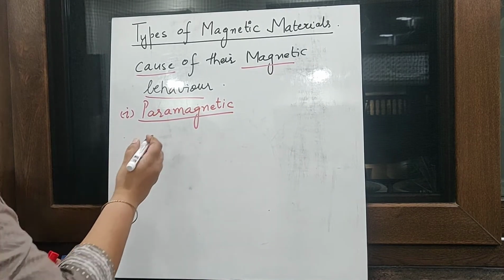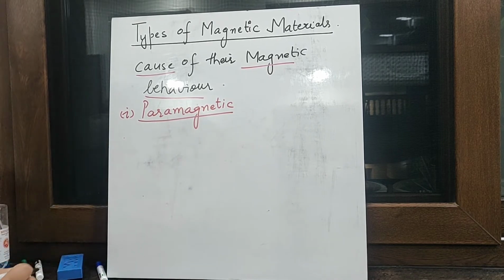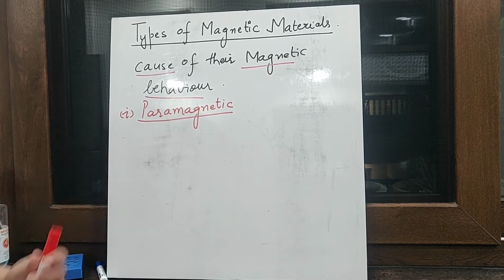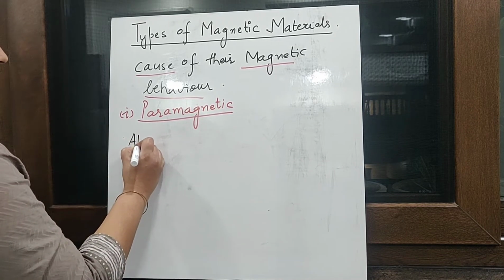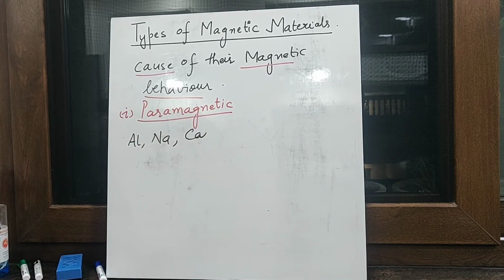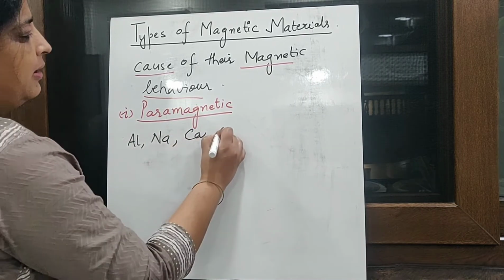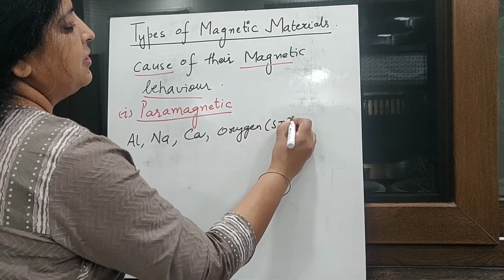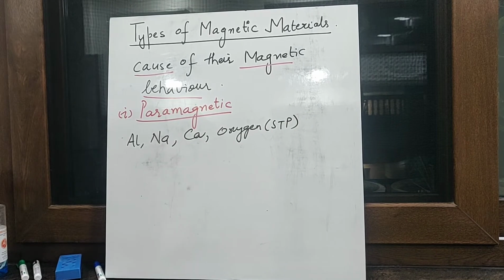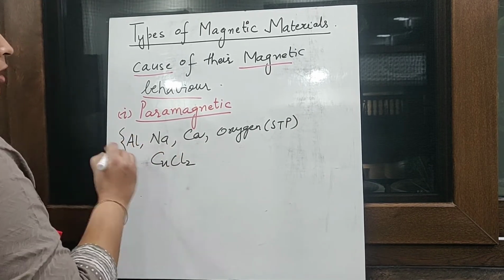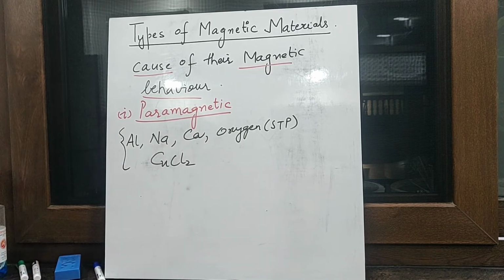Now, for the paramagnetic materials, I will first of all give you examples of certain materials which are paramagnetic in nature. So aluminium, sodium, calcium, then oxygen at STP, standard temperature and pressure. Similarly, copper chloride. These are all paramagnetic materials.